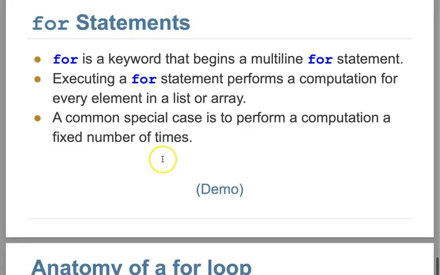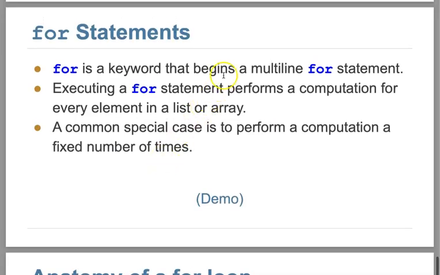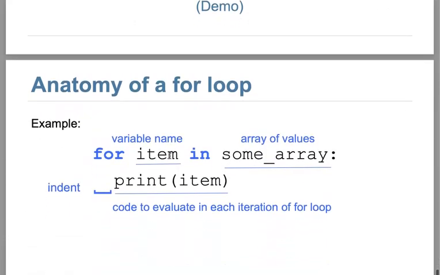Because for is a keyword, it begins a multi-line for statement. Execute a for statement, perform one computation for every element in a list or an array. A common special case is to perform computation a fixed number of times. What does that mean? Okay, so here is the for statement.